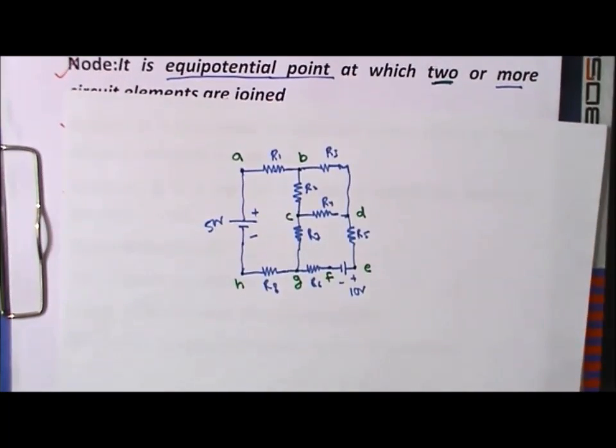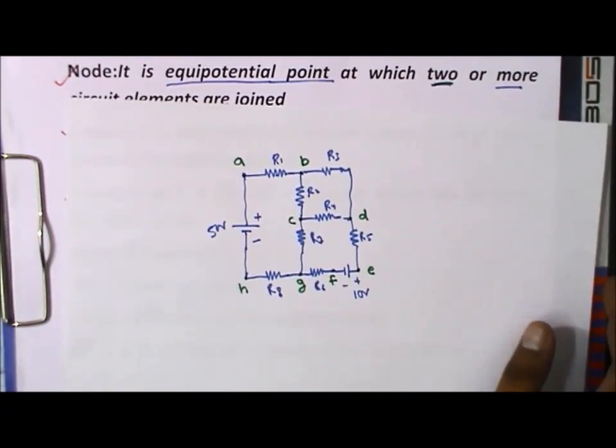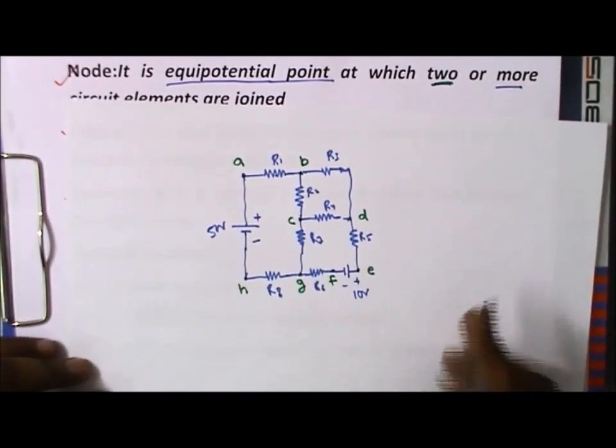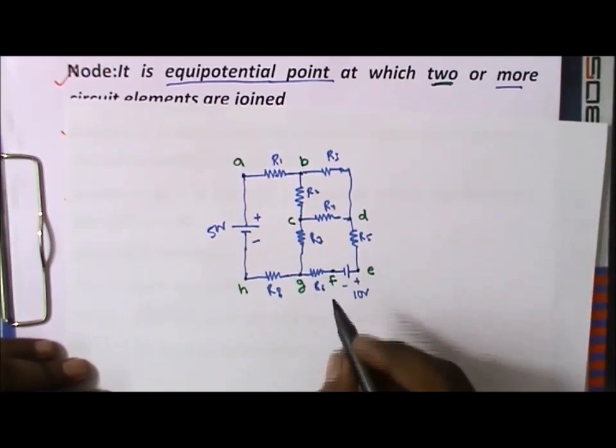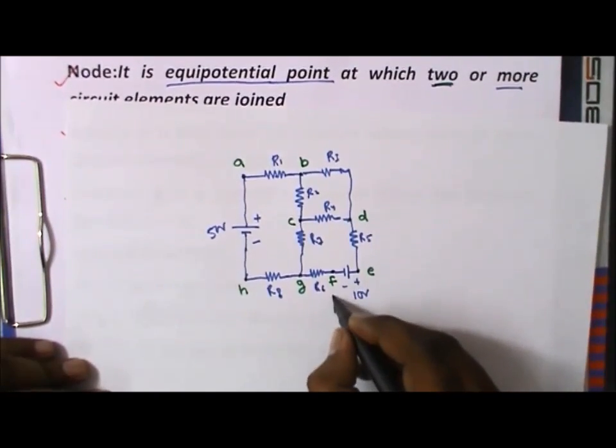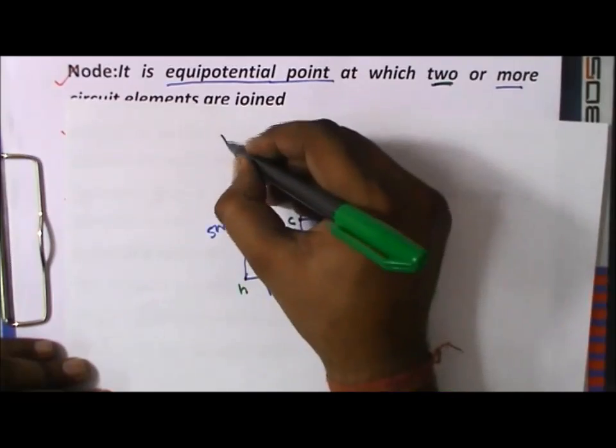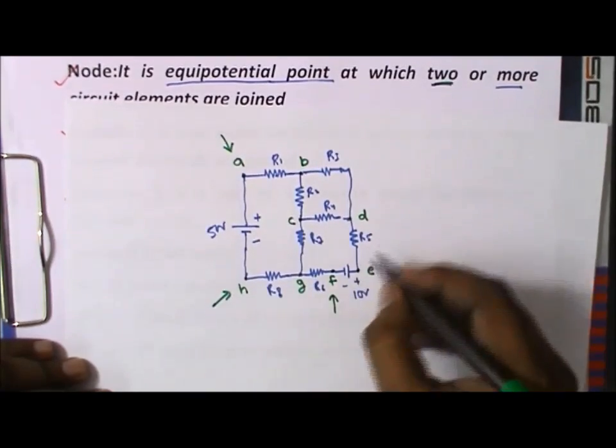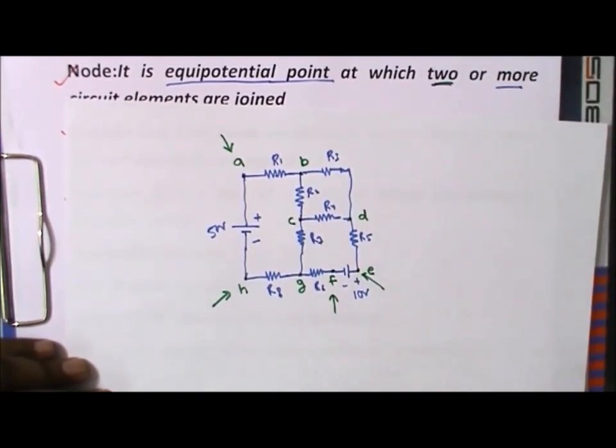So node basically signifies that two or more elements are joined, that we are calling as a node. We have learned that the node is a point where two or more elements are joined. The significance that we have to learn is this is a node, which is a very important part. This is a node, this is a node, and this part is also a node.